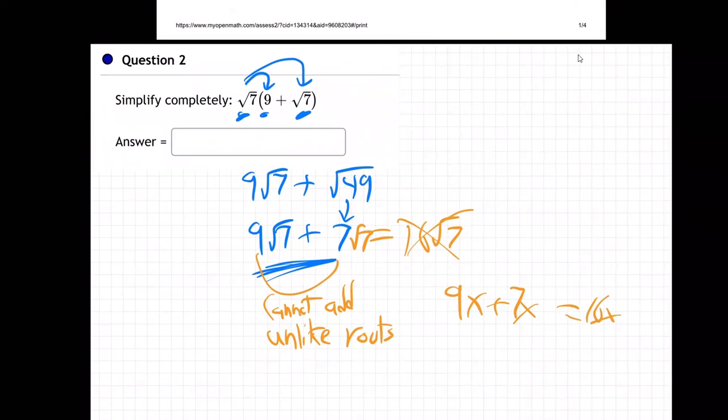You with me? So the rules for roots are just like the rules for x's. The answer then is just this right here. It has to just stay. That's what I'll write up here: 9 root 7 plus 7. That's as good as it gets. They can't combine in any way because they're unlike roots. One has a root, the other does not. It's like one having an x and the other not. They stay separate. There we go.